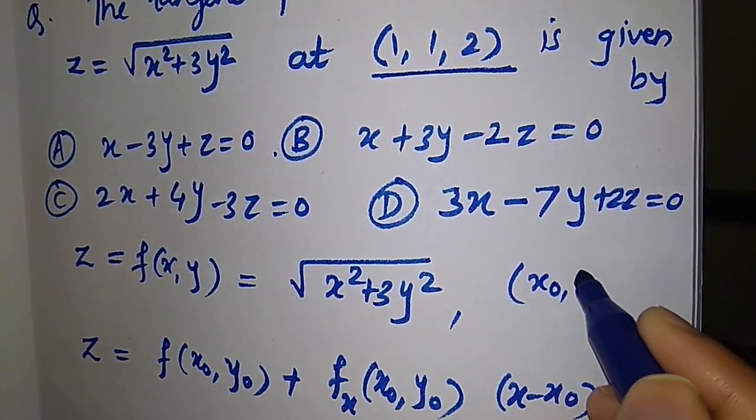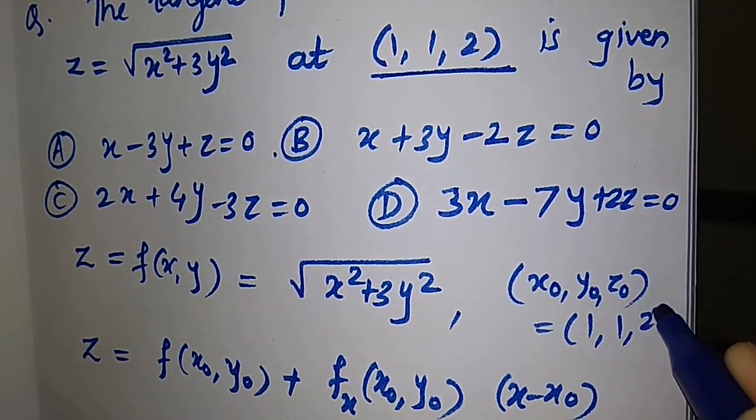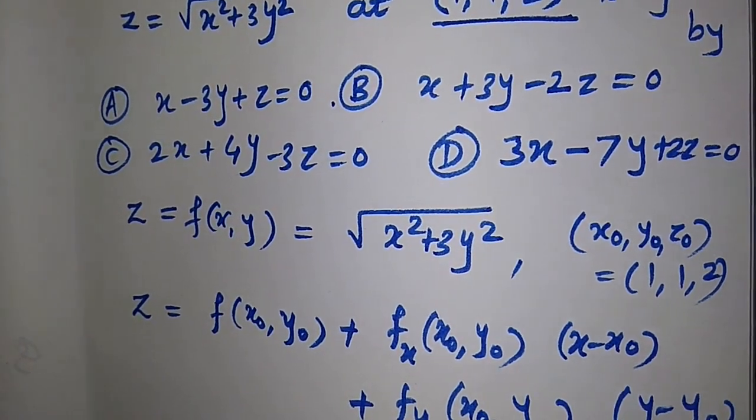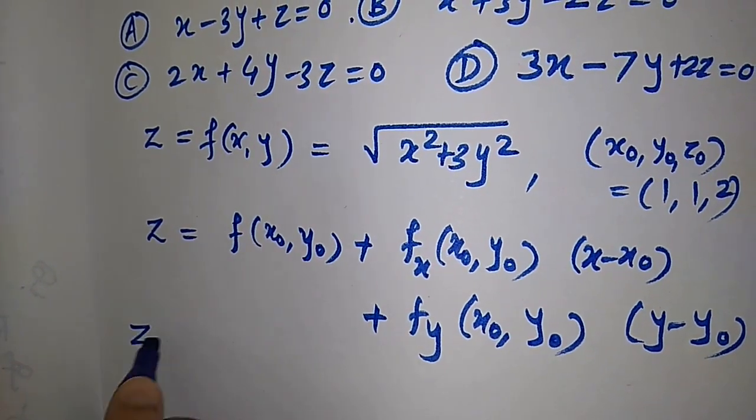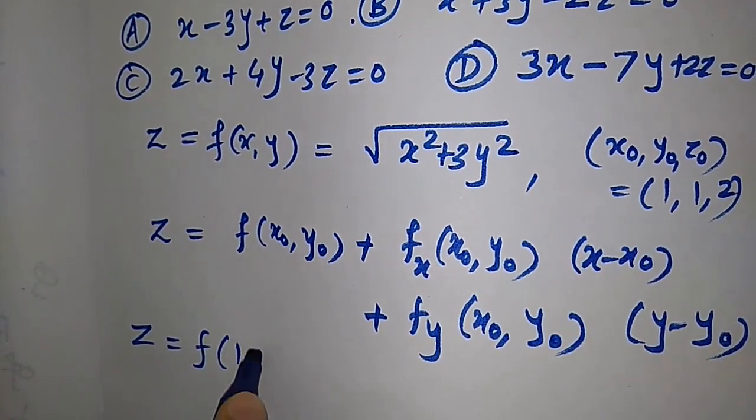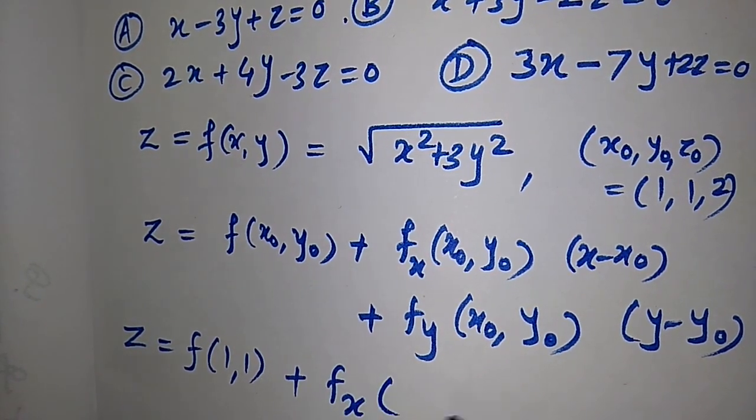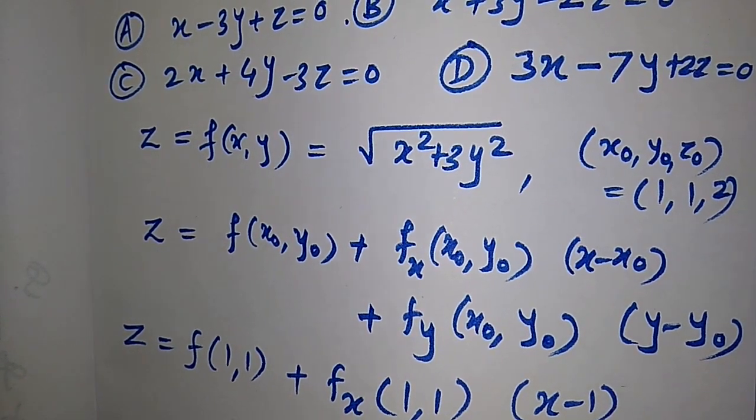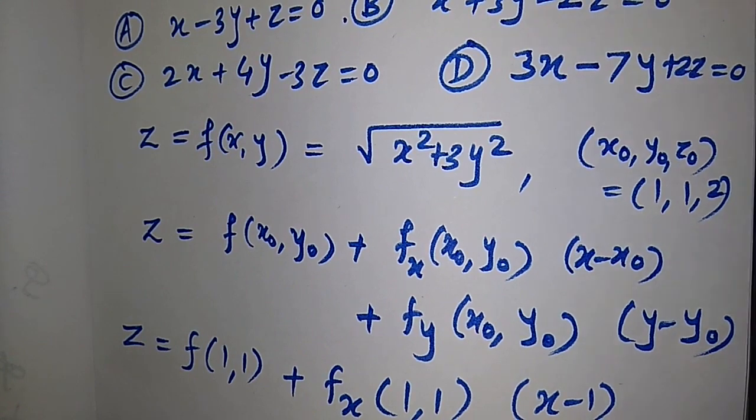So (x naught, y naught, z naught) is equal to (1, 1, 2), which is given to us, and this z naught is just equal to f of (x naught, y naught). So just put the values. So we will get z is equal to f of (1, 1), since (x naught, y naught) is (1, 1), plus f_x at (1, 1) into (x minus 1) plus f_y at (1, 1) into (y minus 1).